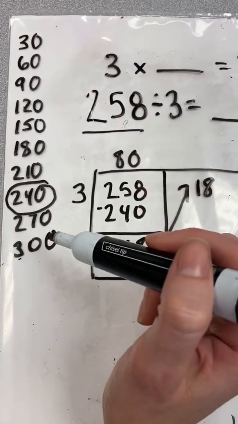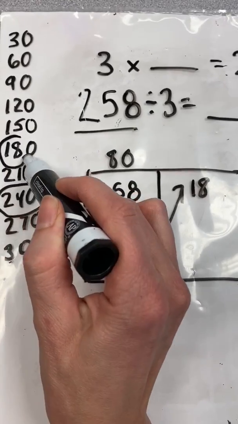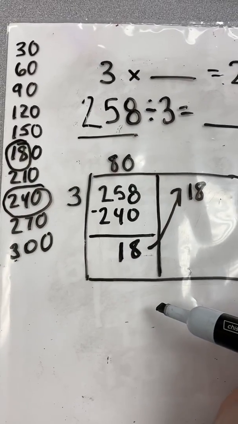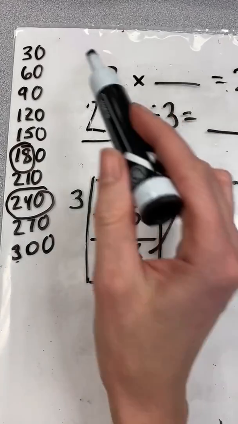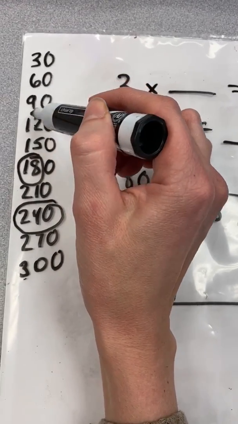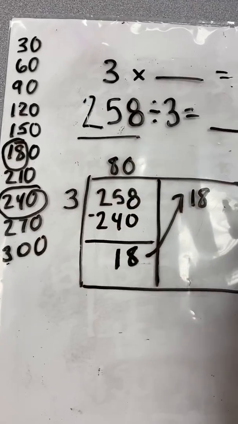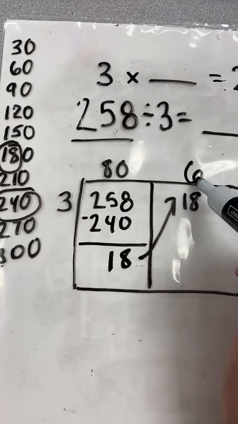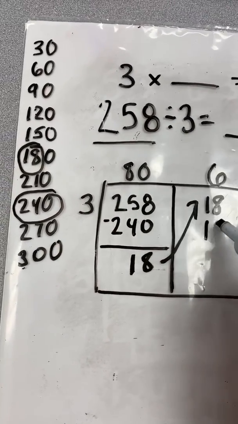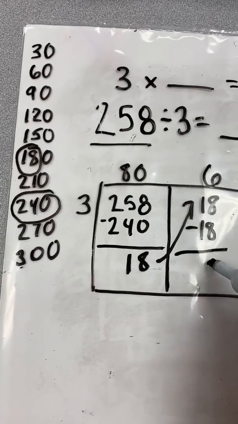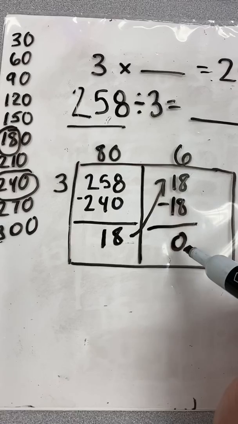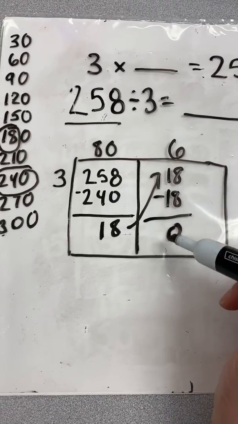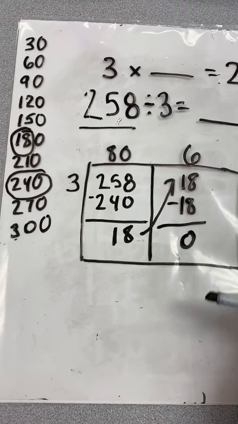So I'm going to come over here, and I actually see there's an 18 right here. So how many 3s does it take for me to get to 18? And I can see 1, 2, 3, 4, 5, 6. 6 3s will give me 18. And I will not have anything left over. That would be my remainder if I had something left there. In this case, I don't have a remainder because there's 0.